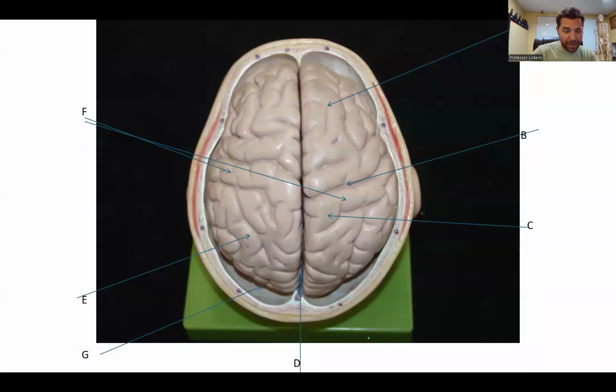This picture we're looking at here, I'll switch my color so you can see it a little bit better, is a superior view. So you're looking at the brain from the top down. We can see here the longitudinal fissure. We can see here the central sulcus and, respectively, our pre and post-central gyrus. This is the front. This is the back.